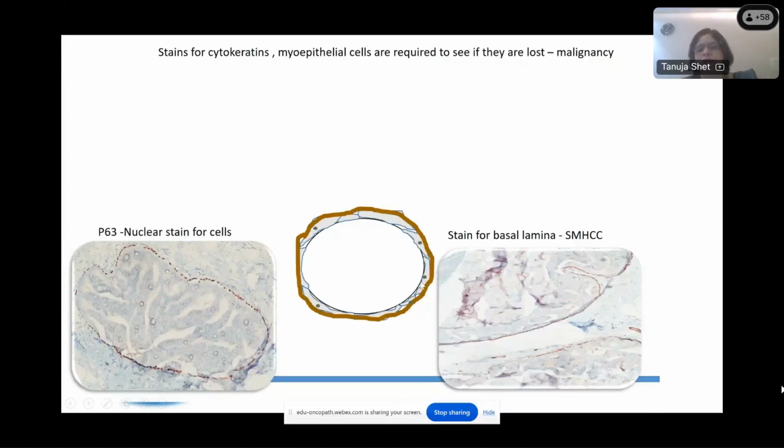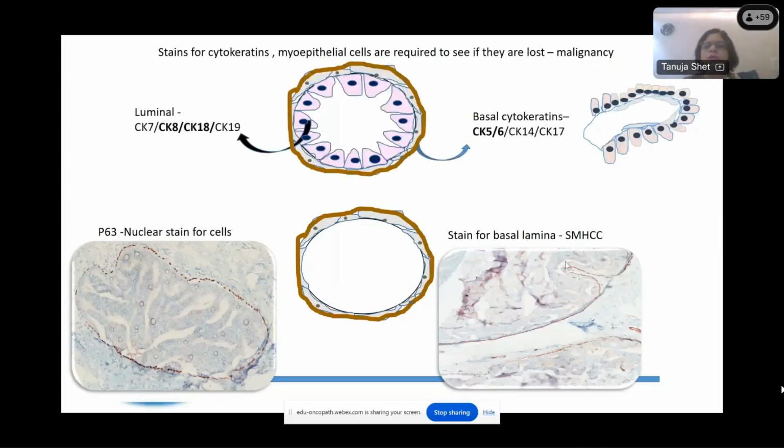So when you do the stain for nucleus like P63, you see staining like this with gaps within the staining. Now, I can't afford a gap, because even within the gap, if something slips through, then I won't be able to pick up invasion from the duct in such a situation. So I do a stain for basal lamina, which is basically smooth muscle heavy chain myosin, which is like a line that follows all throughout. So that's the first group of markers. There are many markers, but I would recommend these two.